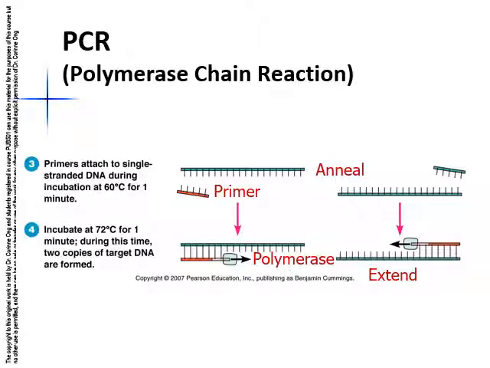After the annealing step, the temperature is increased to 72 degrees for 1 minute in the extension step, during which the DNA polymerase synthesizes the new strands of PCR product. The DNA polymerase extends the new strands of DNA by incorporating the nucleotides from the master mix using the original strands as templates. 2 copies of the target DNA are produced after the first cycle.